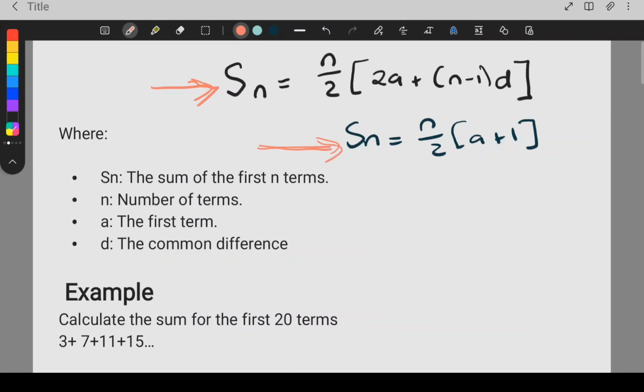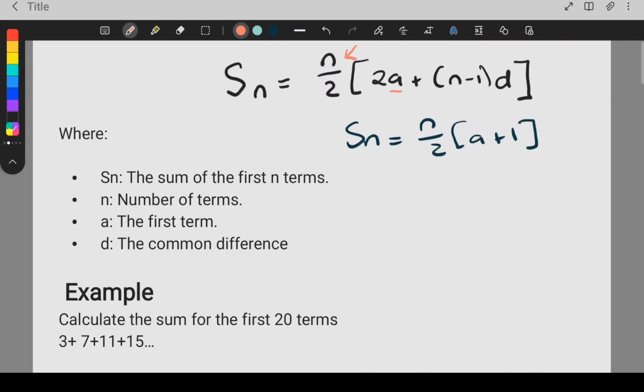So I'm going to explain the first one in this lesson quickly. The first one is the sum of the first n terms. So if I'm working out the sum of the first 20 terms, then this n will be 20. If I work out the sum of the first 50 terms, then this n will be 50. So n is the number of terms we're working with.